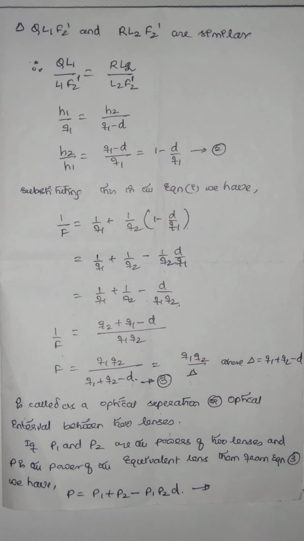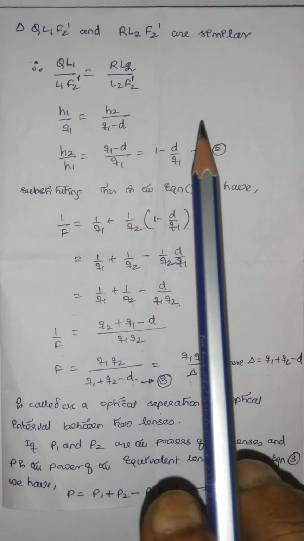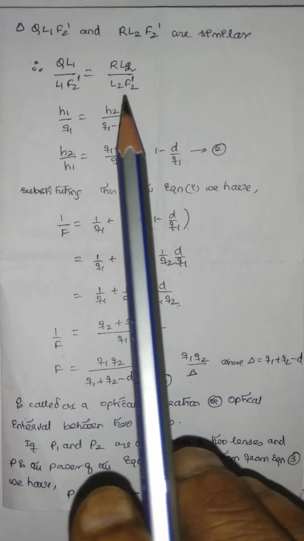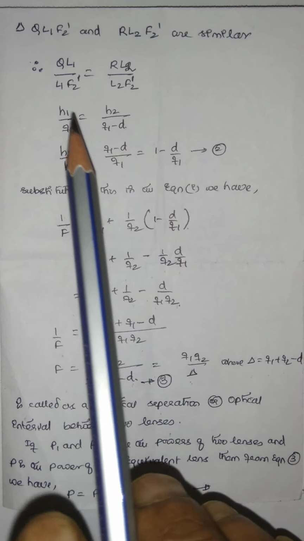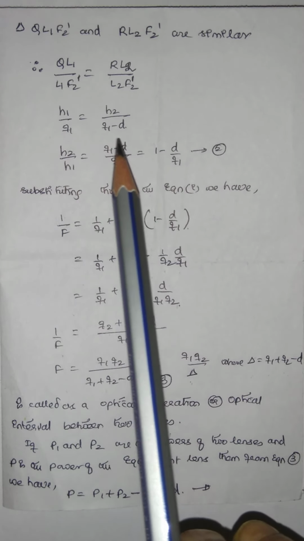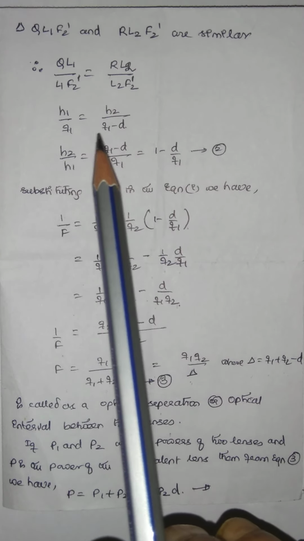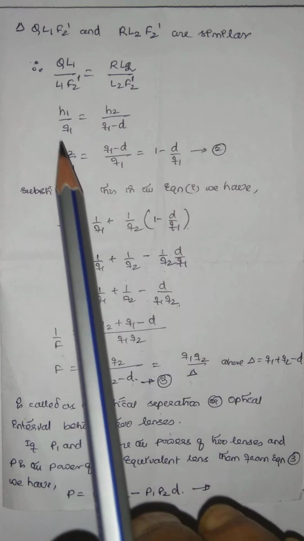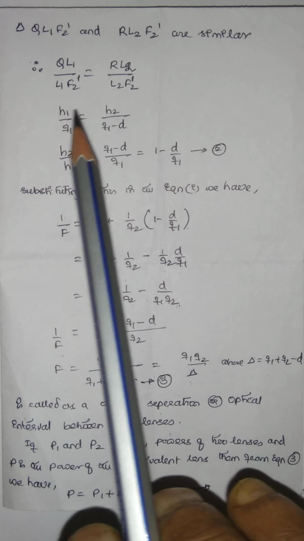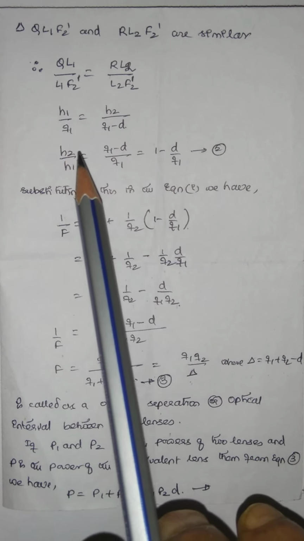So, from these two similar triangles, QL1F2' and RL2F2' are similar. That is given by QL1 by L1F2' is equal to RL2 by L2F2'. That is given by H1 by F1 is equal to H2 by F1 minus D, which we refer back to the figure again. Here, if you transfer these two terms, that is H1 will come here, F1 minus D will go here. That means this becomes H2 by H1, that is equal to F1 minus D by F1.